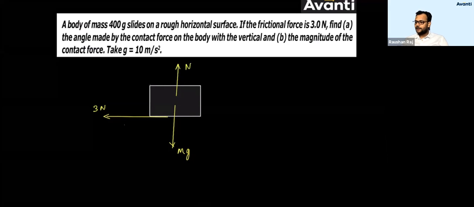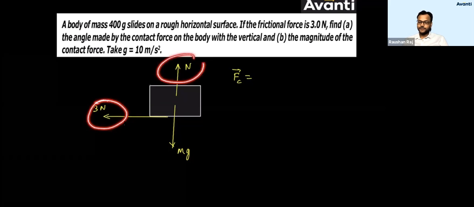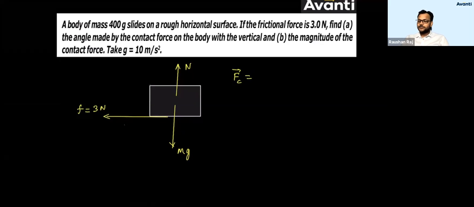Slides on rough horizontal surface. If the frictional force is 3 Newton, find the angle made by the contact force on the body with the vertical. So tell me बच्चा what is contact force here? Contact force होता क्या है? So contact force is nothing. If I represent contact force as FC, I would say there are two types. There are two contact forces that are acting here. One of them is friction, other one is normal. है ना? Both of them are contact forces. So net contact force will be F plus N.